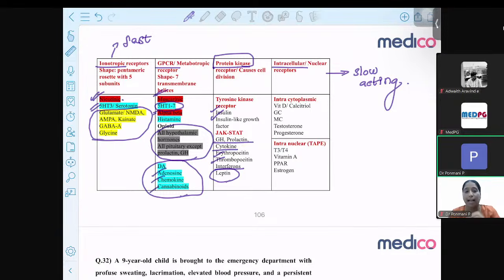Now coming to the last group, which is the intracellular receptor. Please remember, among our sex hormones, estrogen is the only one which acts via intranuclear receptors. Testosterone and progesterone act via intracytoplasmic receptors. The other hormones are glucocorticoids, mineralocorticoids, and vitamin D. The intranuclear ones can be remembered with the help of a mnemonic called TAPE, which is thyroxine hormones, vitamin A, PPAR alpha, and estrogen.